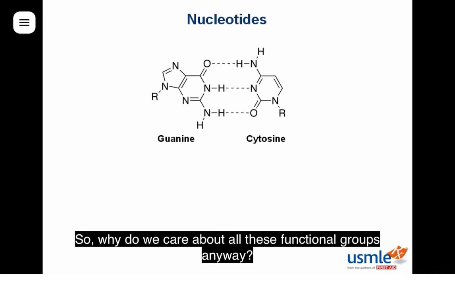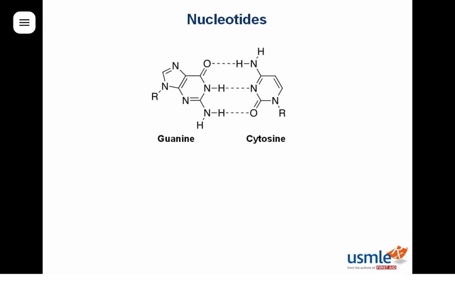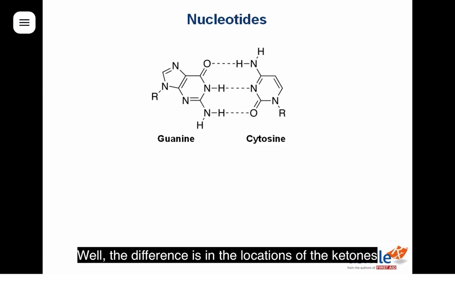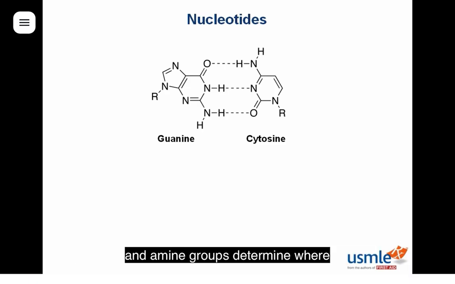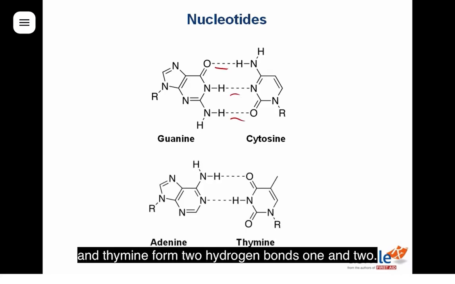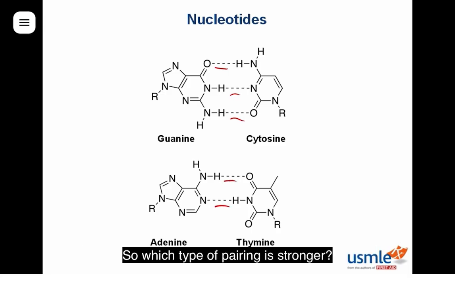So why do we care about all these functional groups anyway? Well, the differences in the locations of the ketones and amine groups determine where and how many hydrogen bonds are made when nucleotides pair up in a double helix. Guanine and cytosine pair up by forming 3 hydrogen bonds, shown by the dashed lines here, whereas adenine and thymine form 2 hydrogen bonds, 1 and 2. So which type of pairing is stronger?